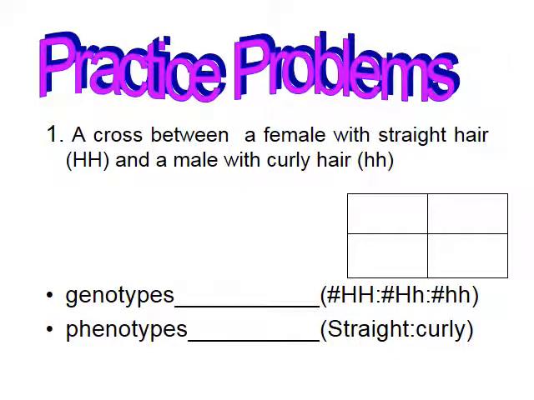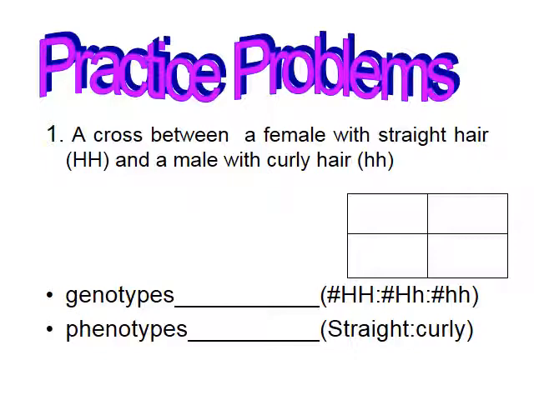Alright, so let's do a practice problem together. A cross between a female with straight hair, HH, and a male with curly hair, little h, little h. We want to figure out what the genotypes are, the phenotypes are, and the ratio of them.